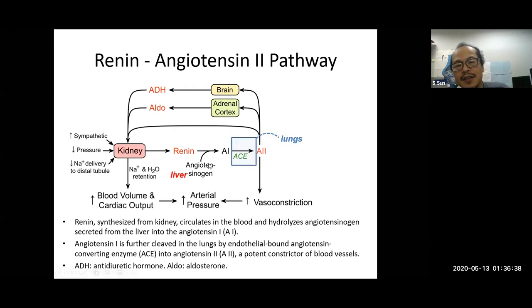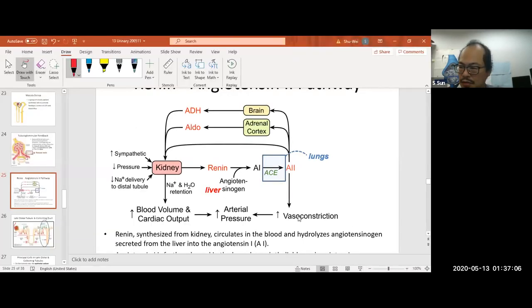Renin will then convert angiotensinogen to angiotensin 1. Angiotensin 1 is then converted to angiotensin 2 through ACE, angiotensin-converting enzyme. And then angiotensin 2 causes vasoconstriction. This will increase TPR, total peripheral resistance.